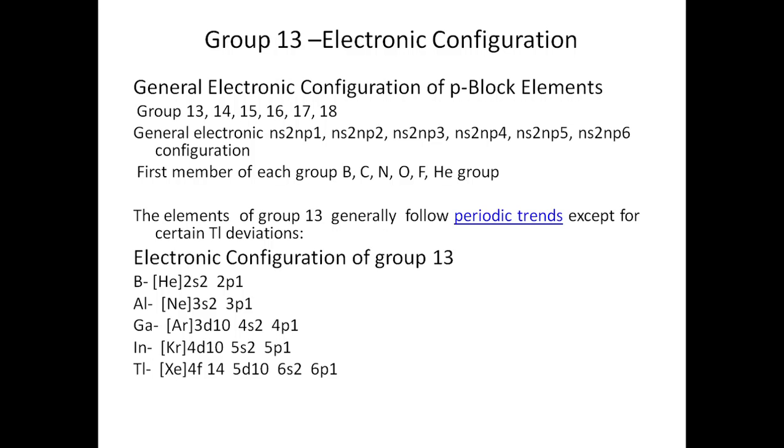Electronic configuration of group 13: boron has the inert gas configuration of helium, that is 2s2, and outermost is 2p1. And here we see the trend: aluminium has the outermost shell configuration 3s2 3p1, 3 electrons in the outermost shell. Gallium has 4s2 4p1, that is 3 electrons again in the outermost shell. Indium has 3 electrons in the fifth shell, and thallium has 3 electrons in the outermost 6th shell.